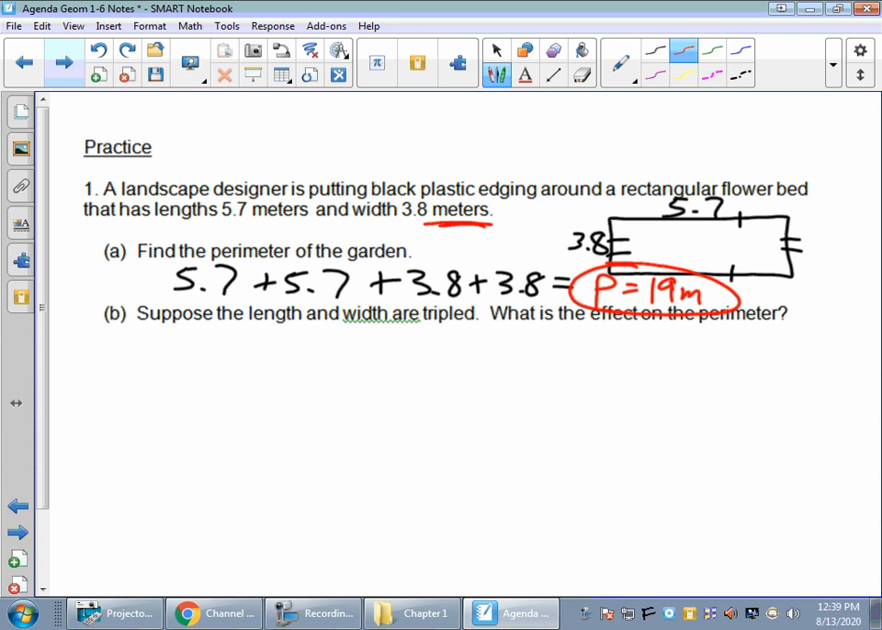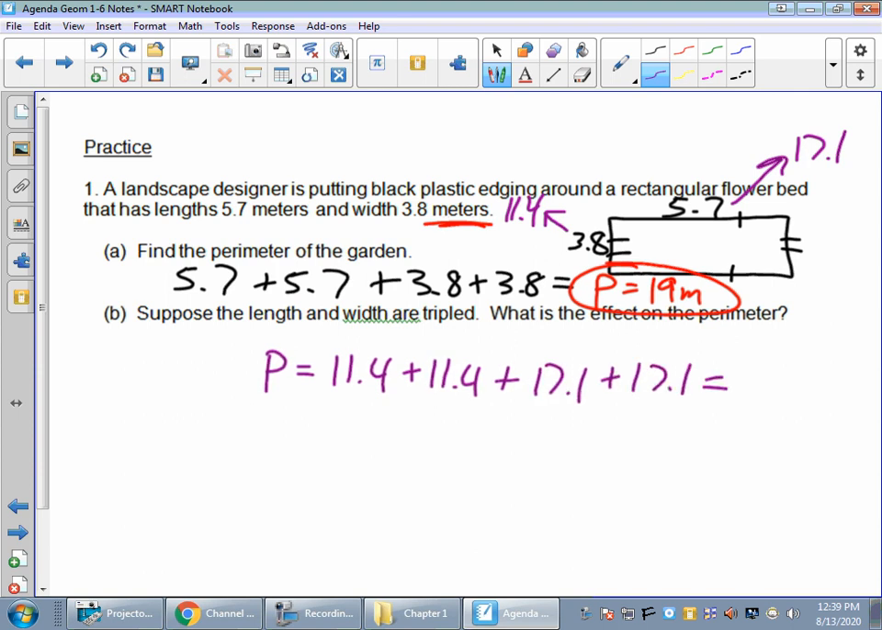Okay. The second part of this question says, suppose that the length and width are tripled. What effect does that have on the perimeter? Well, if we did that, let's triple each of these sides. 5.7 times 3 is tripling it, that would give us 17.1, I think. And then 3.8, if we tripled that, would be 11.4, I believe. So we triple those, then find the perimeter. Now perimeter equals 11.4 plus 11.4 plus 17.1 plus 17.1. And what does that equal? If you punch it in your calculator, you end up getting 57 meters for that perimeter.